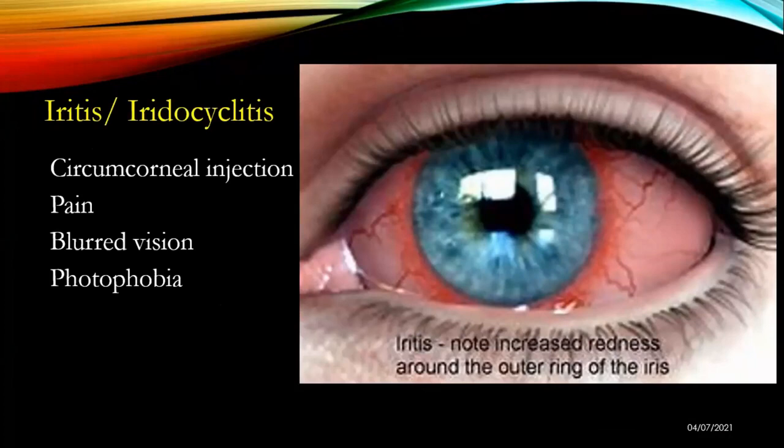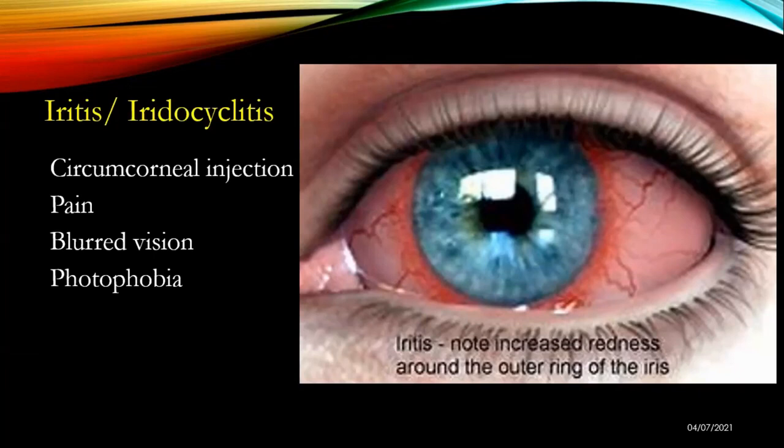If it is the iris, we call it iritis. If it involves the iris and the ciliary body, we call it iridocyclitis. And if it is in the choroid, we call it choroiditis. So it can be anterior uveitis, posterior uveitis, or panuveitis. If it is iritis and iridocyclitis only, then that is anterior uveitis. If it is choroiditis, then it becomes posterior uveitis. If it involves everything, then that is panuveitis.